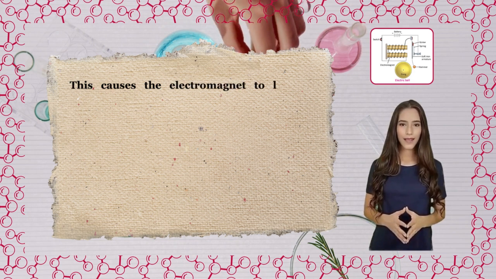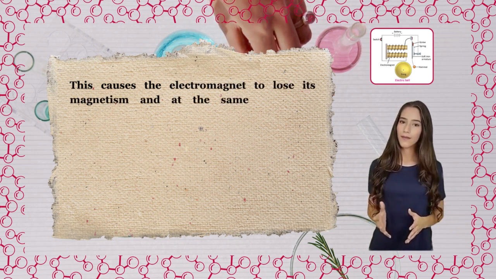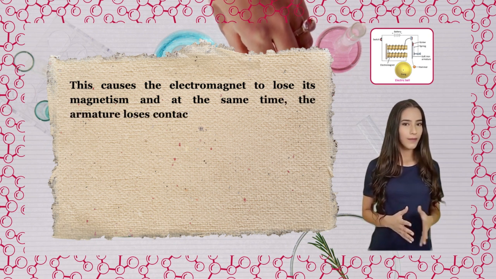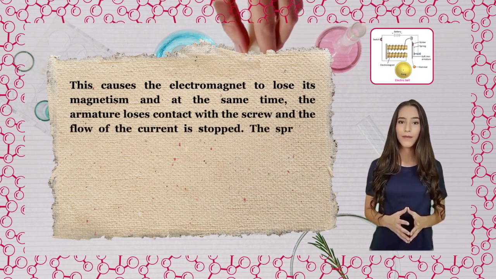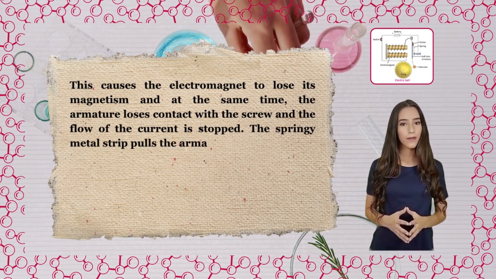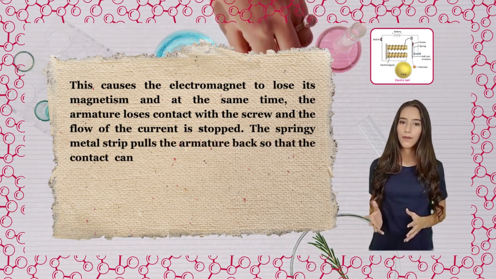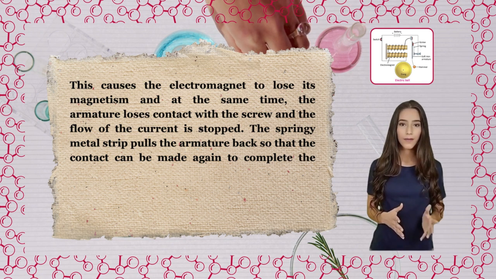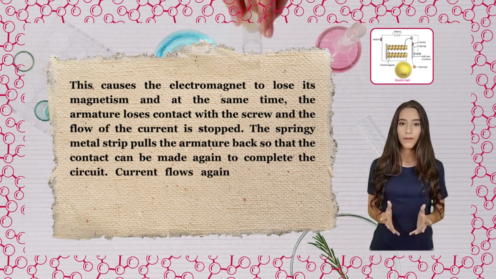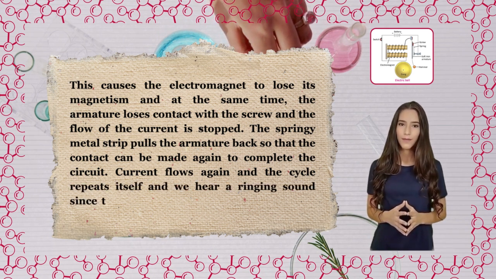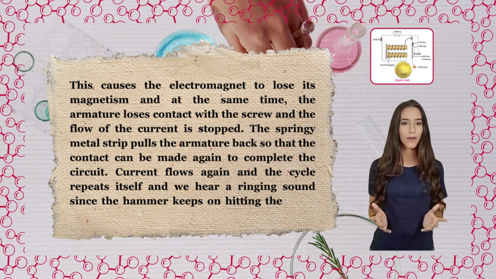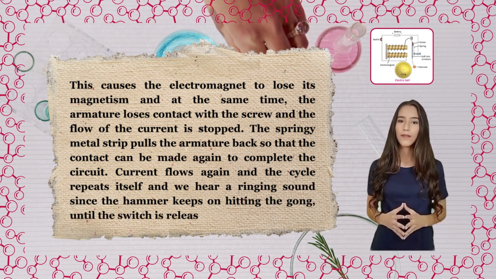This causes the electromagnet to lose its magnetism and at the same time, the armature loses contact with the screw and the flow of the current is stopped. The springy metal strip pulls the armature back so that the contact can be made again to complete the circuit. Current flows again and the cycle repeats itself and we hear a ringing sound since the hammer keeps on hitting the gong until the switch is released.